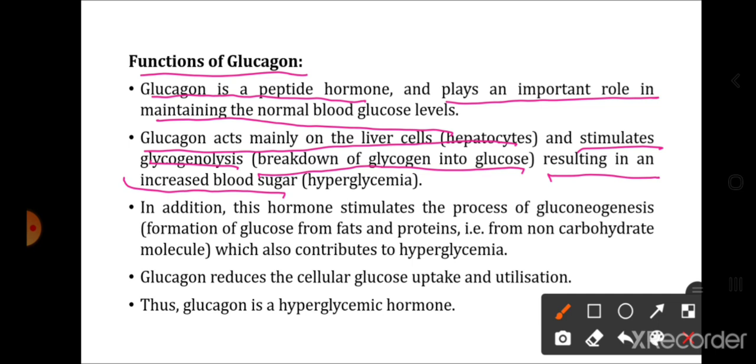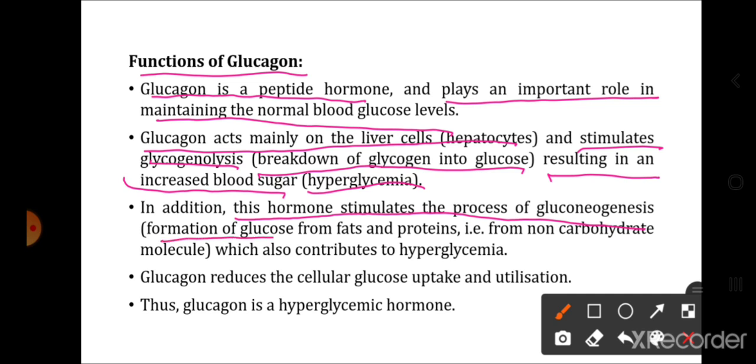Of course, what will the blood sugar level be? It will increase. Glycogen breaks down into glucose, so the glucose level will increase. This is called hyperglycemia. Hyper is increase, glycemia is glucose. In addition, this hormone stimulates the process of gluconeogenesis. I told you, that is formation of glucose from non-carbohydrate sources like fats and proteins.